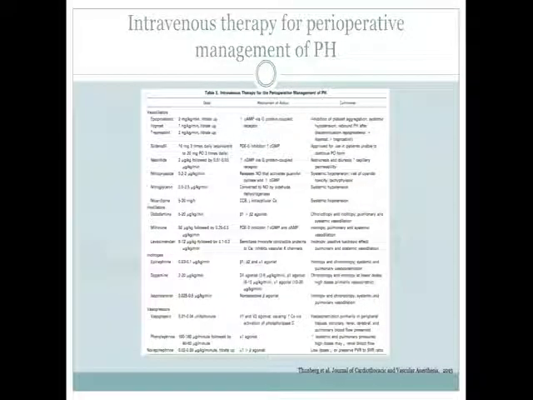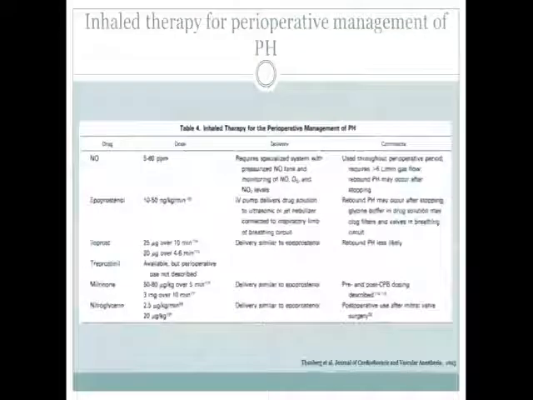Again, because we don't have time, I won't go through the details of all these different drugs, because probably respirologists might care about that more. But there are IV and inhaled forms that are used perioperatively, or mainly intraoperatively, including sildenafil, epoprostenol, milrinone, dobutamine, whether they're vasodilators or inotropes for right-sided heart failure management, and then some of the inhaled ones as well.